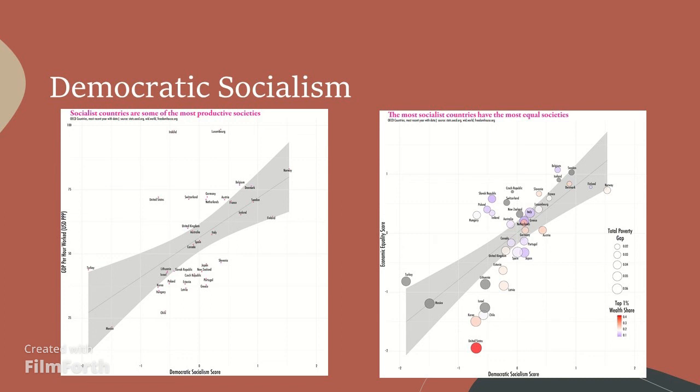On the right, same thing here. This is about the equality of society. So on the left, you've got the economic equality score, and on the bottom, you've got the democratic socialism score. And you can see that as you trend upward, you're seeing a lot of those Western European countries with their social democratic model. They have economic equality, and they're also being productive. So those are some evidence that these policies do work.